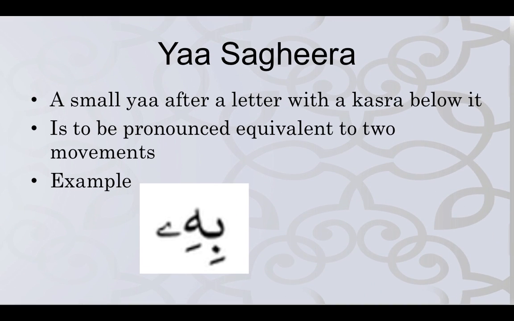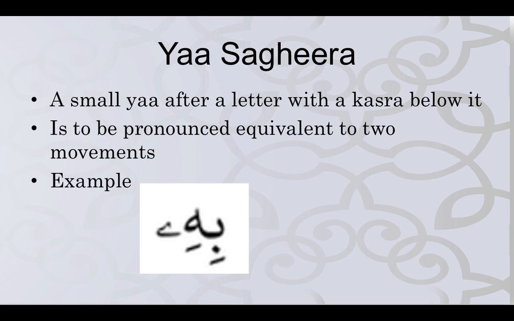Okay, moving on. The Yaa Sagheera. The Yaa Sagheera is a small letter, and it's written after a kasra below it. So whenever the Yaa Sagheera is written, it's written after a kasra below it. And just like before, whenever you see the Yaa Sagheera, the letter before it has to be pronounced equivalent to two movements. So in this case, we have the example of bihi.